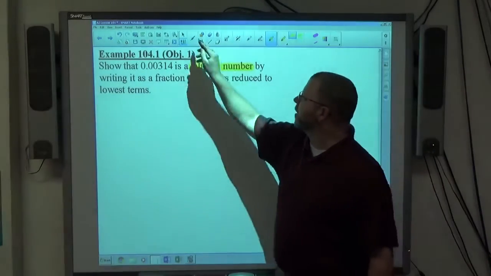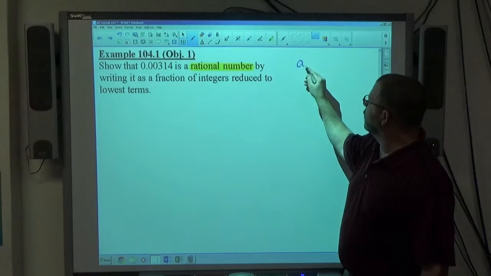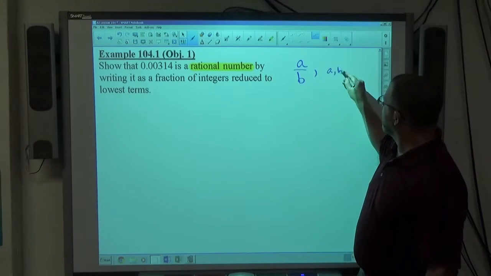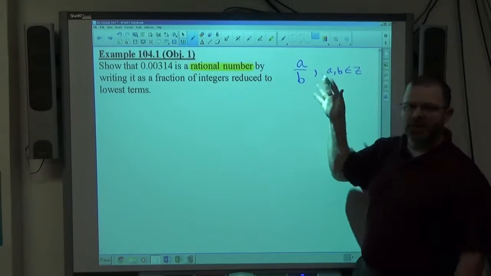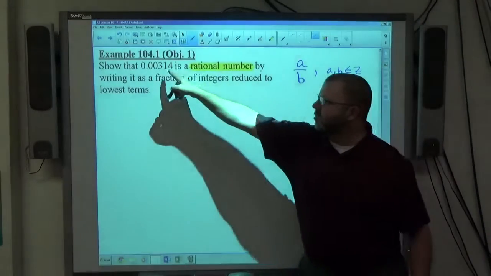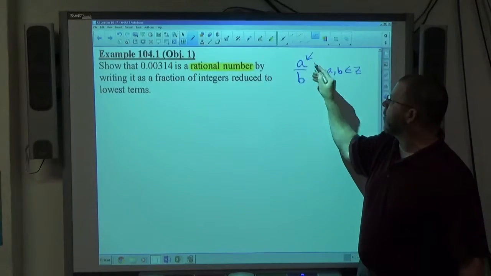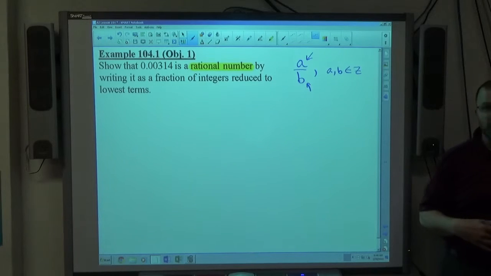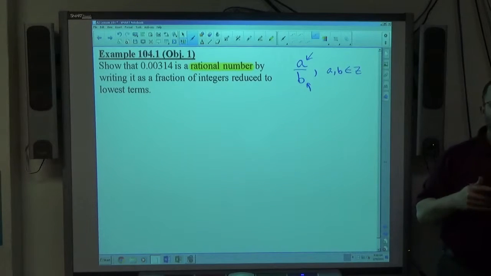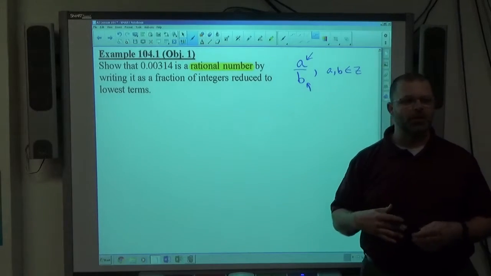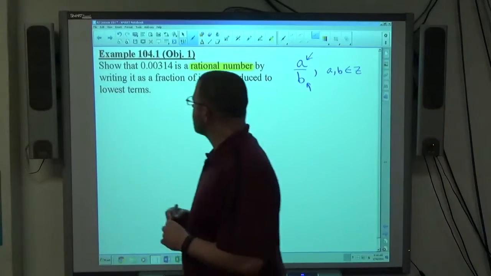A rational number is any number that can be written as a ratio of two integers. So if it's a over b, where a and b are both elements of the set of integers, that's the definition of a rational number. So if I can rewrite this decimal number so that there's an integer value on top and an integer value on bottom, that verifies that it is a rational number. So that's what we're doing today, we're proving that terminating decimals are rational. We're also going to prove that repeating decimals are rational by the techniques that we use.